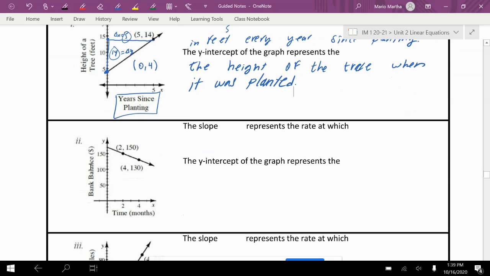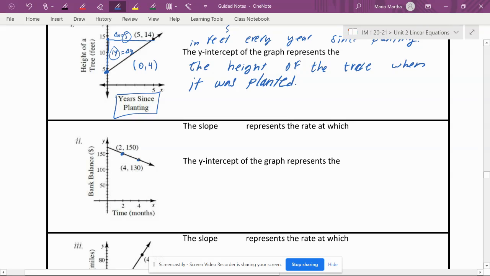Now let's look at problem 2 from the same set. So let's look at the graph. Again, you can see the line is going down. And then we're given 2 points, right? We're given this point right here and that point right there. So for sure, every time you see your line going down, your slope has to be negative, right? Your delta y over delta x has to be negative. And then now we're looking at time in months, which is our x value, right? And then the bank balance, in dollars, is our y-axis.